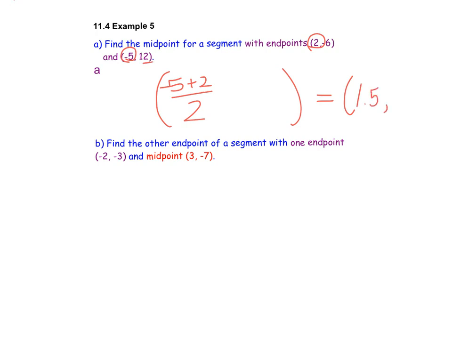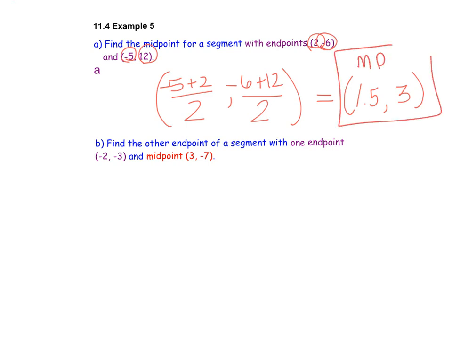And then secondly, I need to find the average of my two y values. So I have negative 6 plus 12 divided by 2. Negative 6 plus 12 is 6. And then divided by 2 is 3. So then I can see here that I have my new midpoint of negative 1.5, 3.